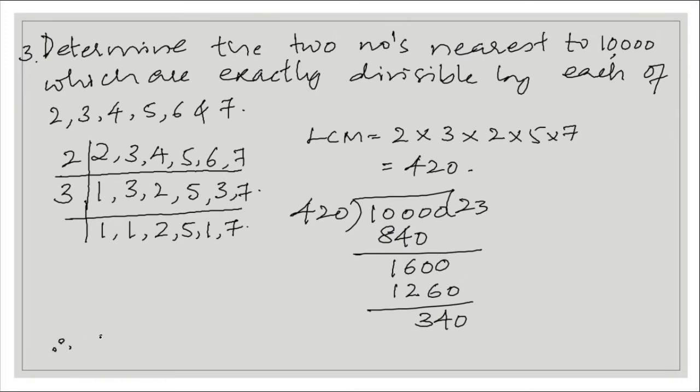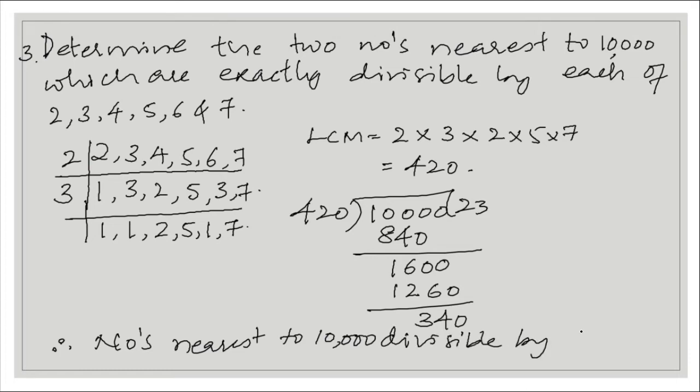Therefore, the number nearest to 10,000 divisible by 420 is 10,000 minus the remainder. The remainder is 340, so we get it as 9660.